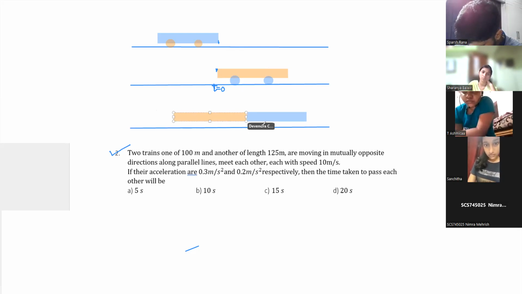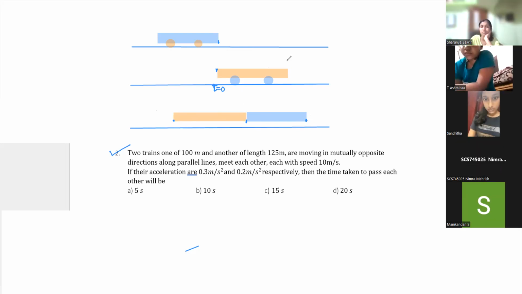Now see, this is time. They have actually crossed in some time t, right? So this end of this train, let's call them as A and B, right? A and B. So the tail of B, let's name this point as P, has reached this point, right? And this is tail of A. Okay, let's call this point as Q. Point Q has reached this end, right? All of you?